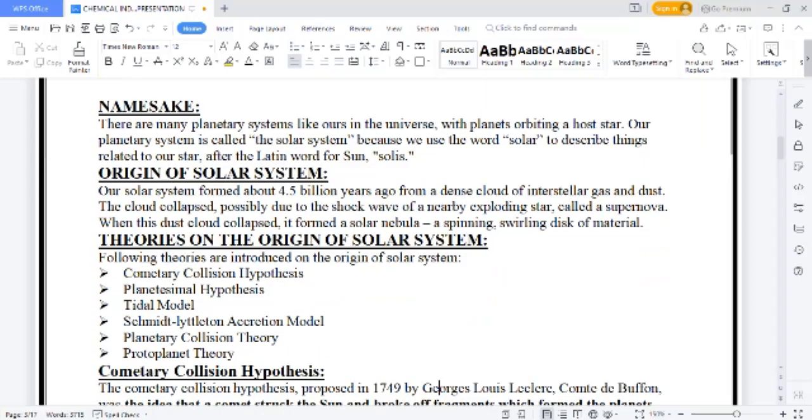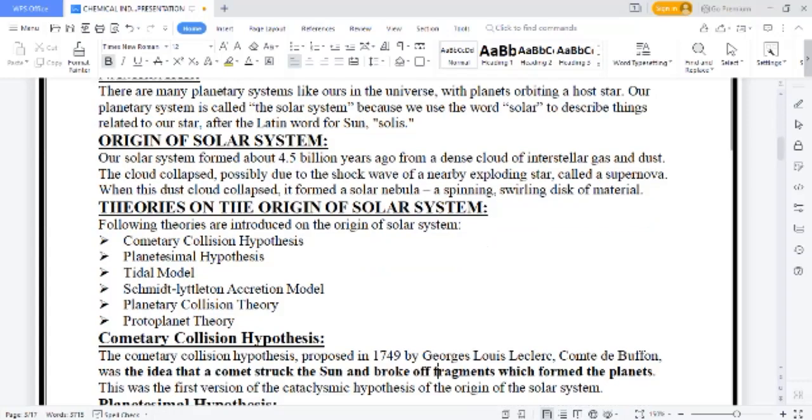On the origin of solar system, there are various theories which are introduced, and I will talk about almost 6 theories. Following theories are introduced on the origin of solar system: first, cometry hypothesis, second is planetesimal hypothesis, third tidal model, then Schmidt-Lyttleton accretion model, fifth is planetary collision theory, and sixth protoplanet theory.